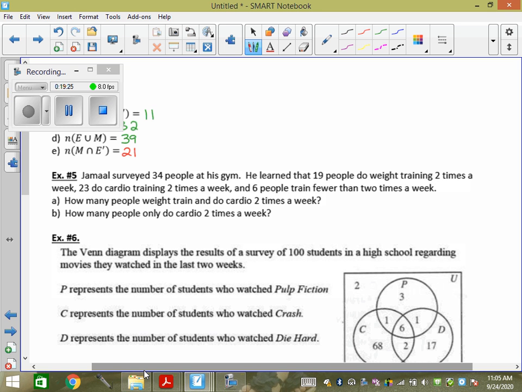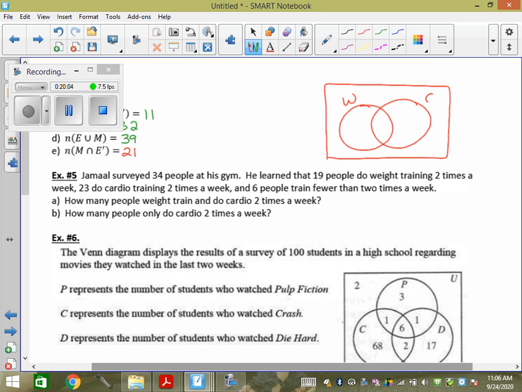So he learned that 19 people do weight training 2 times a week, 23 do cardio 2 times a week, and 6 people train fewer than 2 times a week. What are we comparing here? Times when they train. How many circles do we have? 2. We have a weight training circle and a cardio circle, and those are both 2 times a week. And then the other one is not 2 times a week, so that's neither. So we have weight training, we have cardio. Uh-oh, we don't have the and.